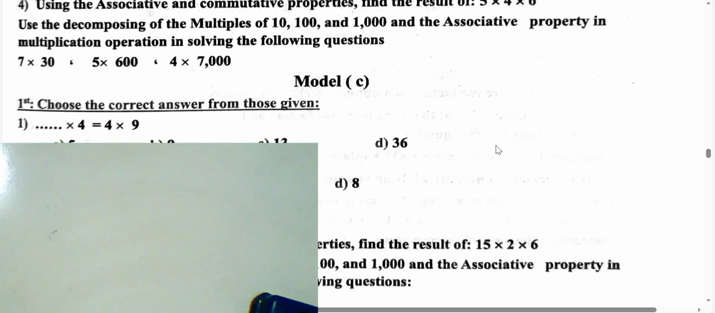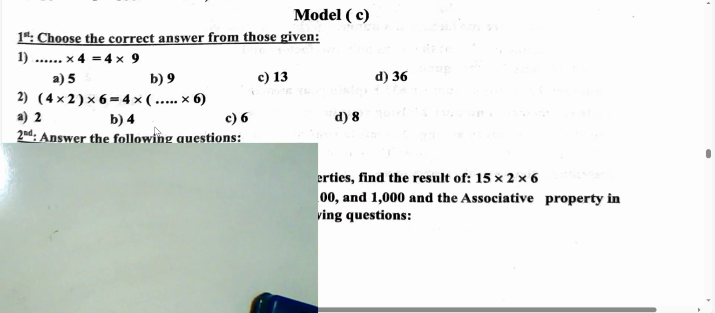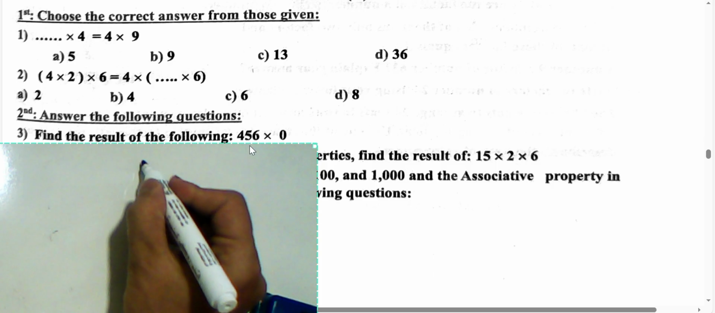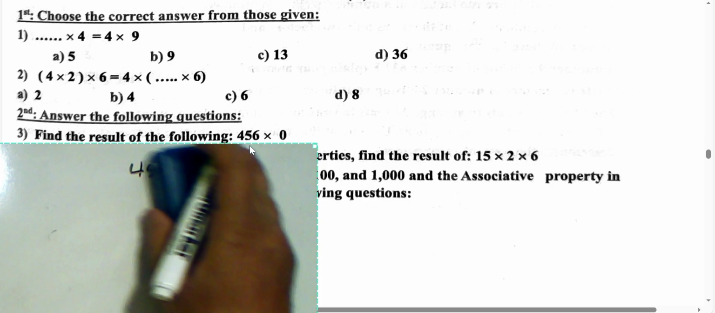What is the number produced by 5 equal 4 times 9? We use here commutative properties. 4 times 9 is equivalent to 9 times 4. Choose letter B. 4 times 2 times 6 equals 4 times what times 6? Put 2 here in this place. Find the product. 456 by 0. The result will be 0.